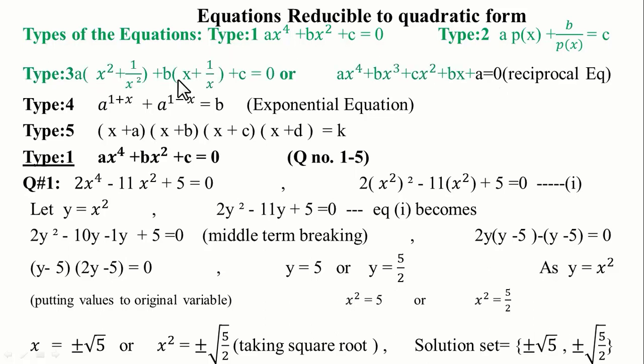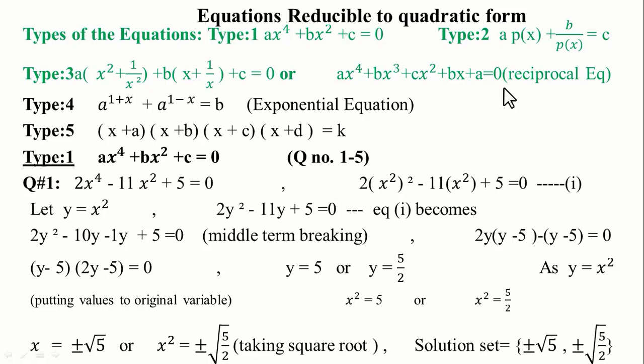So we can let the minimum power, x plus 1 upon x, be another variable y, or z, or a, b, c to x, y, z. Now we can take the square, find the value, and solve the reciprocal equation. This type of equation is called a reciprocal equation.